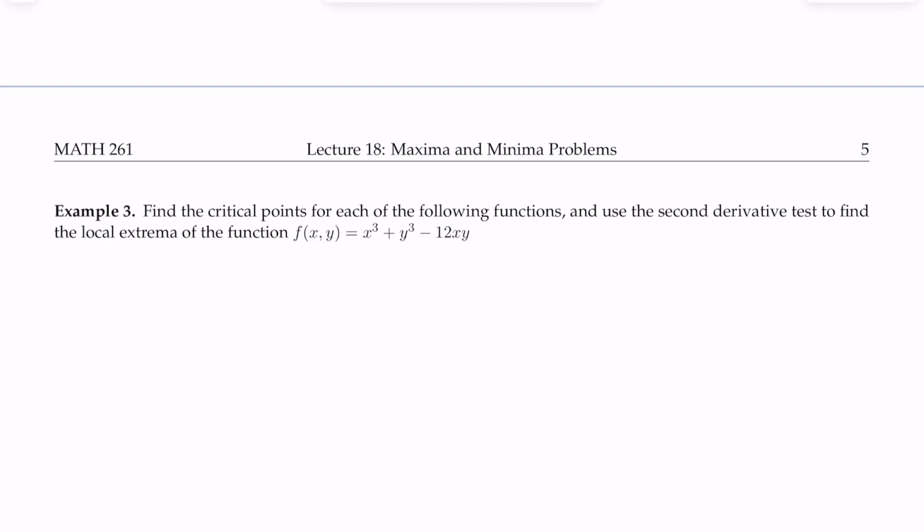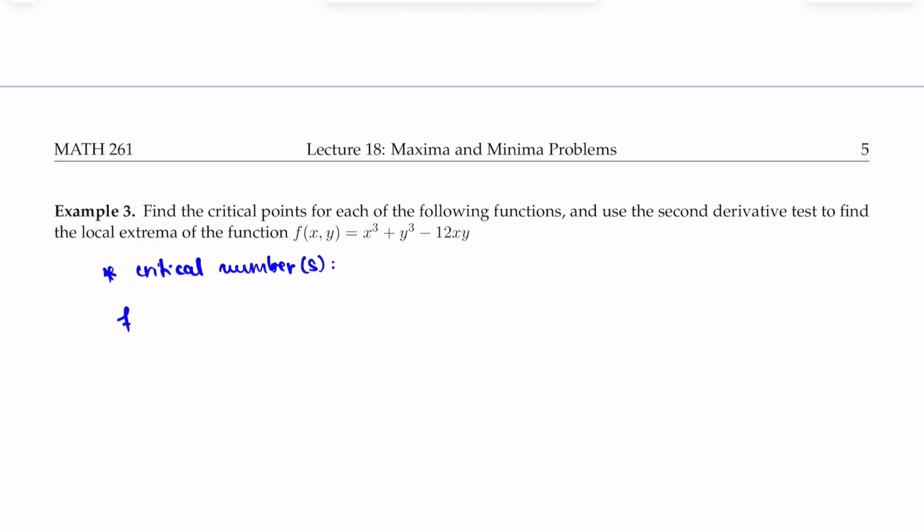Now for the critical numbers, or the critical points, what you do is you take the first partial derivative of the function with respect to x, set that equal to 0. You do the same thing for the first partial derivative of the function with respect to y, set that equal to 0. Together, we're going to find the critical numbers of the function.